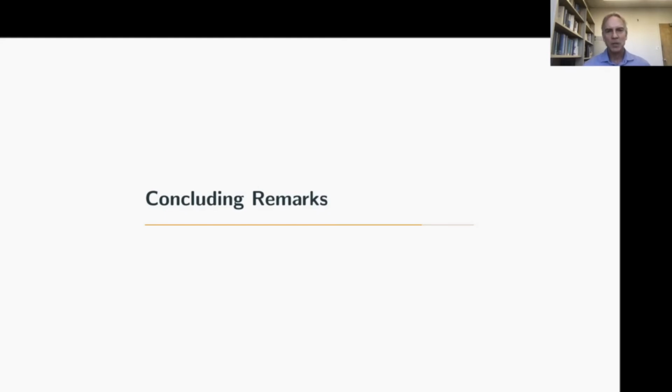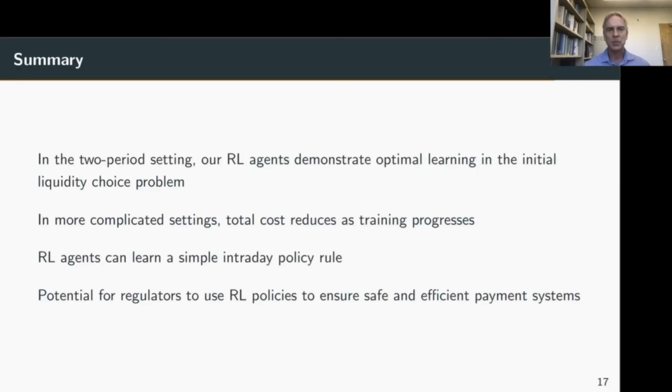Thank you, Han. I'm Rod Garrett from the University of California, Santa Barbara, and I'm going to provide some concluding remarks. As we showed in this presentation, in the two-period setting, our RL agents demonstrate optimal learning behavior in the initial liquidity choice problem. In multiple period settings, it's hard to verify if agents learn the optimal behavior, but generally we find that total cost decreases as training progresses.